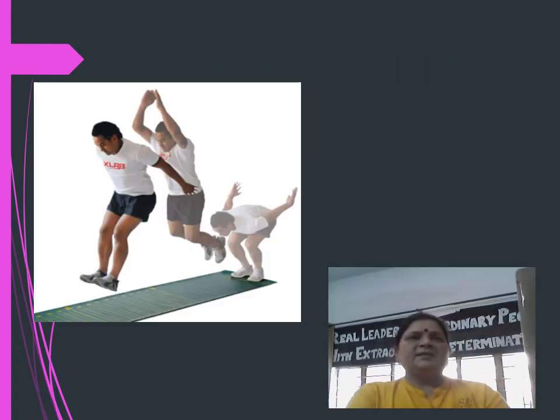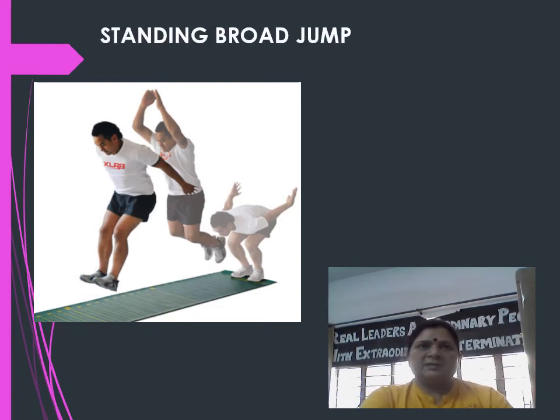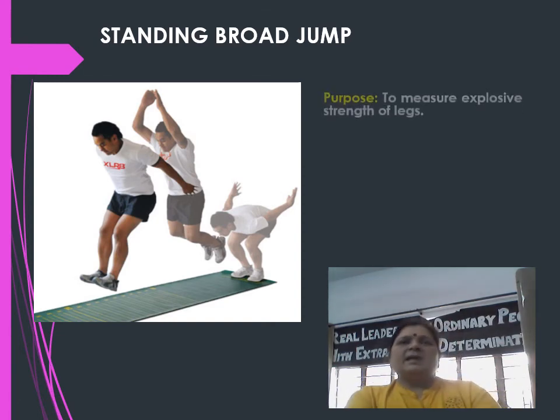The next test item, that is the 6th test item, is the standing broad jump. This is mentioned for both boys and girls. This is the best method to measure the power of legs in jumping a horizontal distance. The equipment required for this is a mat or long jump pit, a steel measuring tape, and lime powder.